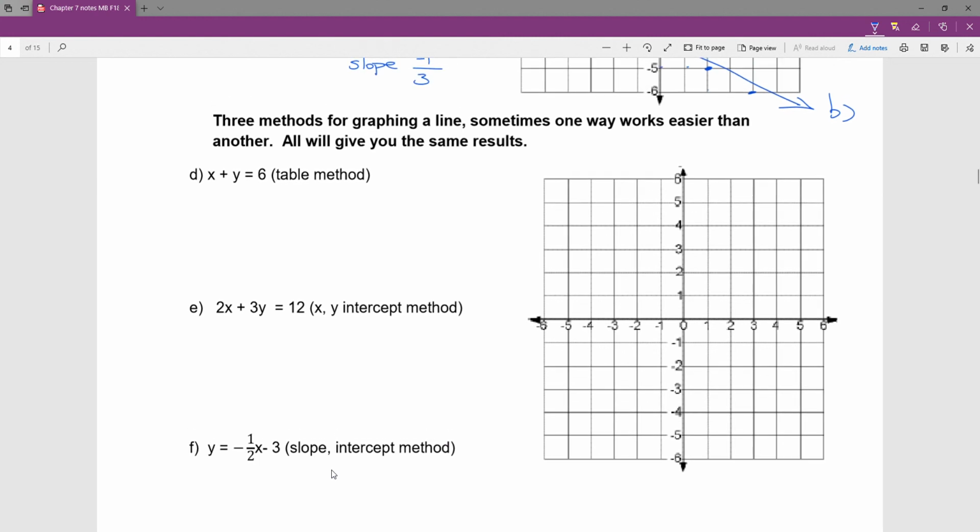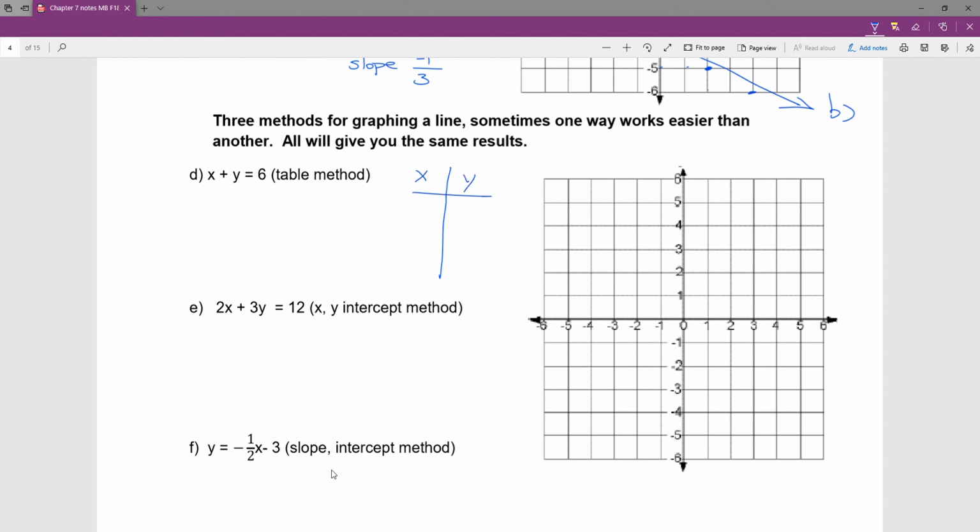So at this point, it's a good time to summarize that we've learned how to put lines on graph paper 3 different ways. All 3 methods will result in a line on a graph, and sometimes one way works easier than others. All of them should give you the same line. Just as a quick recap, we had the table method.